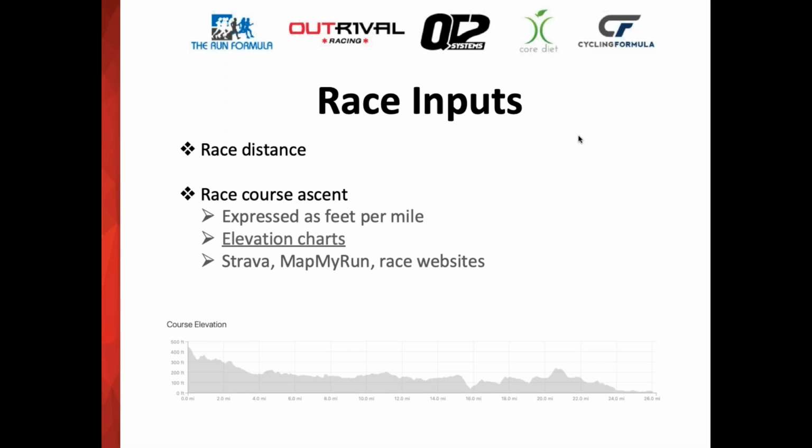So that's essentially saying how much climbing on the race course is there, because your ability to run, let's say, a 3-hour and 30-minute marathon on an extremely flat course is very different than the fitness needed to run 3 hours and 30 minutes on an extremely hilly course. So the calculator is asking you, what kind of course are you going to run this on? This is expressed as feet per mile.